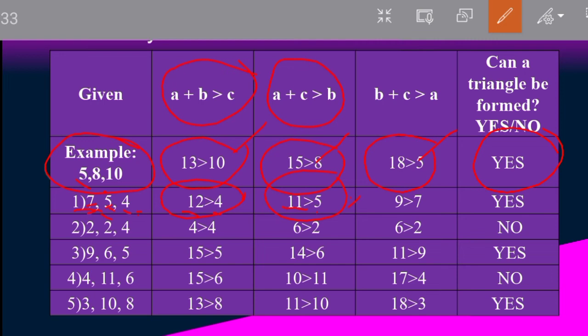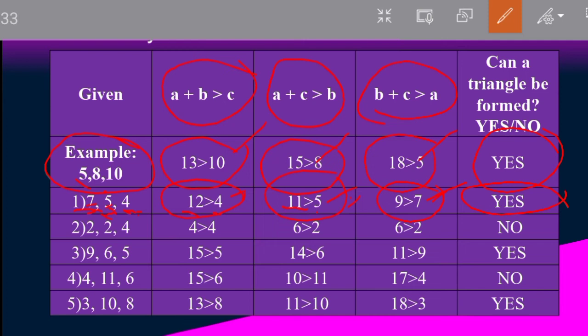Next, B plus C is greater than A. Your B is 5, your C is 4. 5 plus 4 is equal to 9. 9 is greater than 7. That is also true. So therefore, all of them are true. We can say that we can form a triangle. Now let's go to number 2.